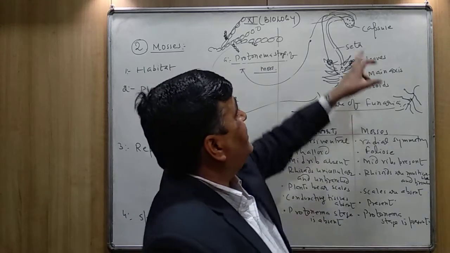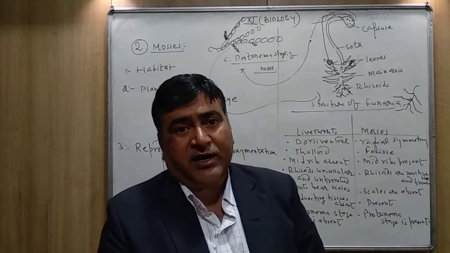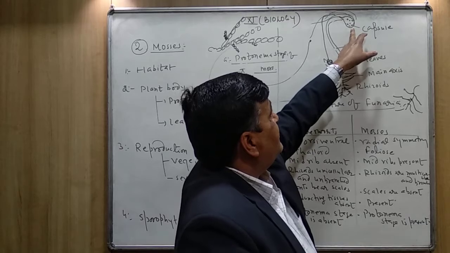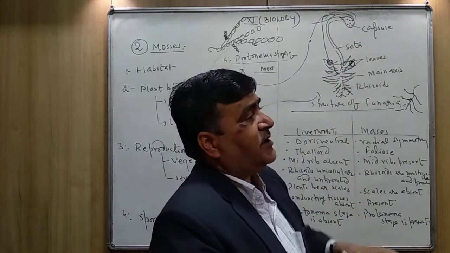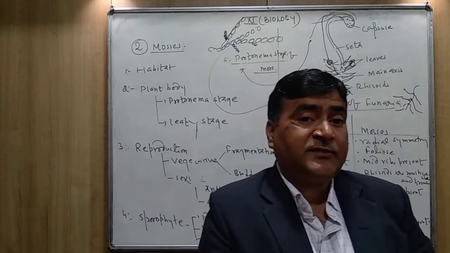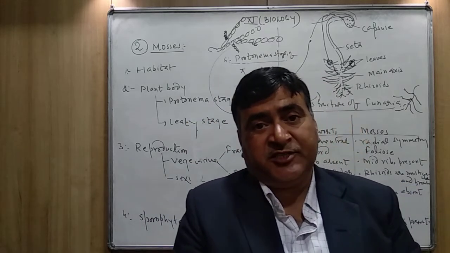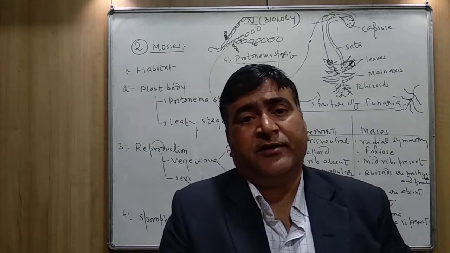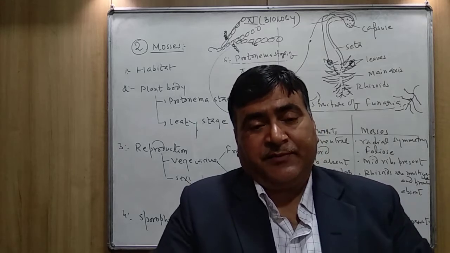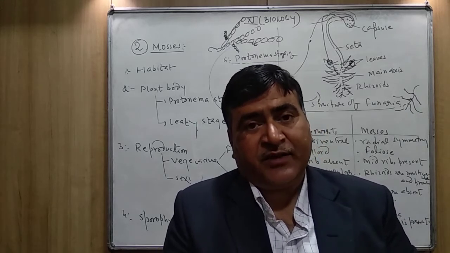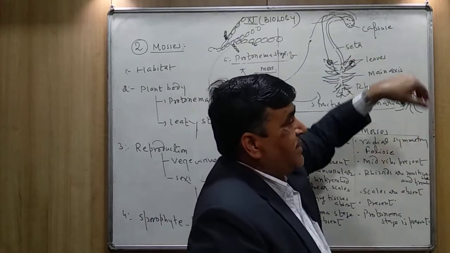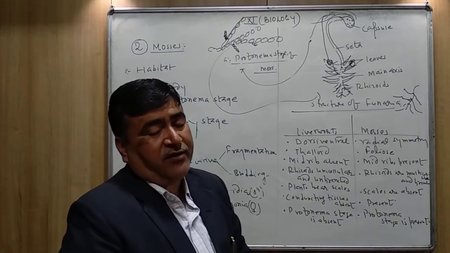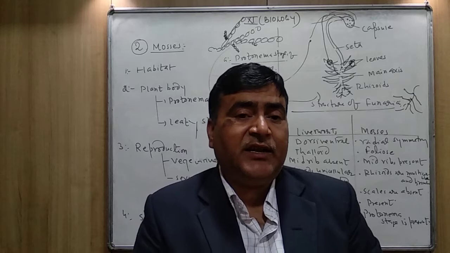The sporophyte depends on the gametophyte to absorb the food material, and especially the capsule, which is present at the terminal portion of the sporophyte. The capsule produces spores by the process of meiosis division, and inside the capsule so many spores are produced, and later on, when the capsules are ruptured, the spores come outside, and each spore can produce again a new protonema stage, a filamentous form, or you can say a new plant body.